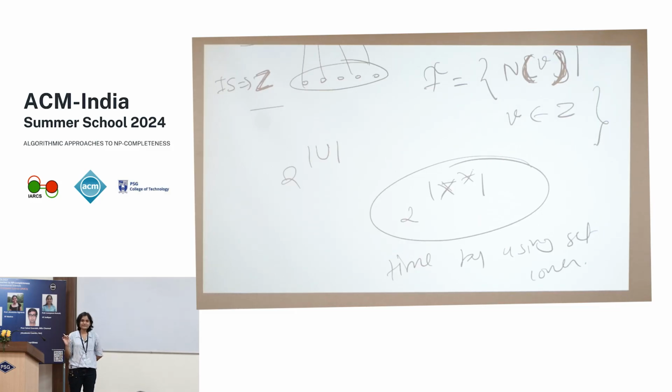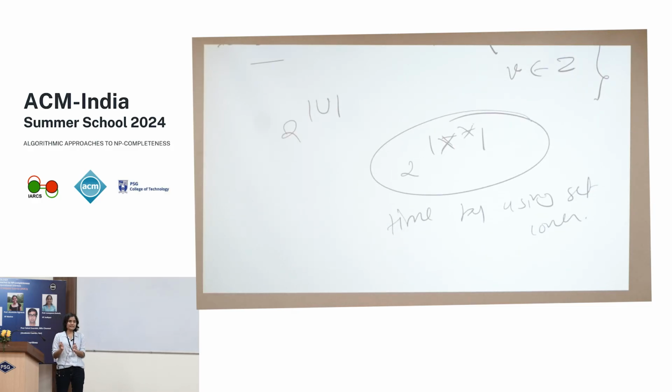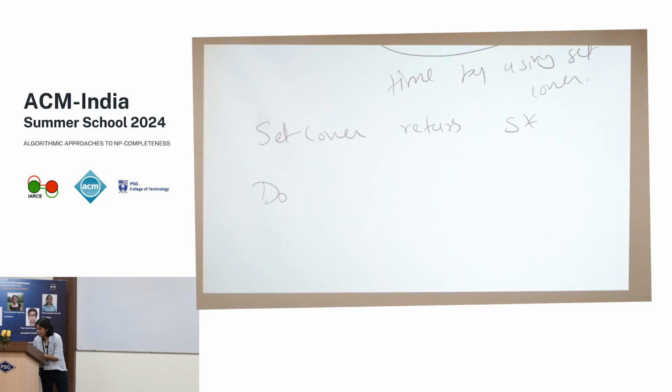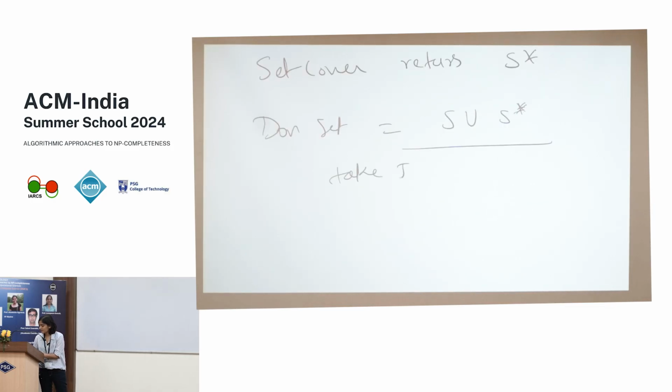Anybody lost till here? Everybody is fine? Okay. So now whatever this returns, I can just combine this solution with the set S and return the solution. Let's say set cover returns S star, then my dominating set will be S union S star, and you can prove that this is the minimum solution. And you can go over all the sets J and take the one which minimizes this. Okay, that's what we did.